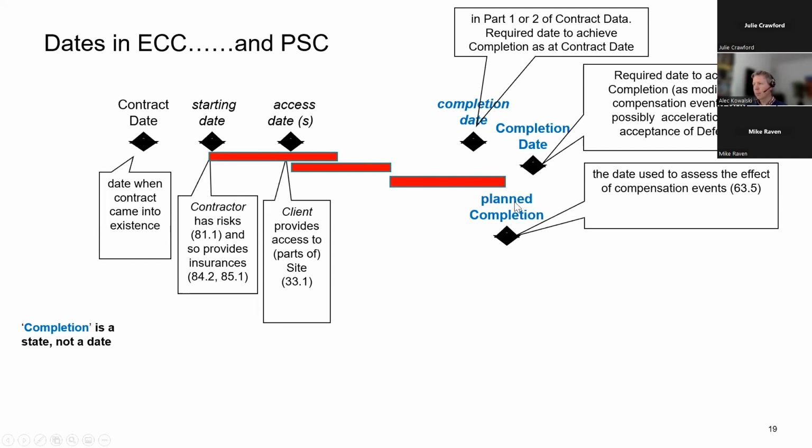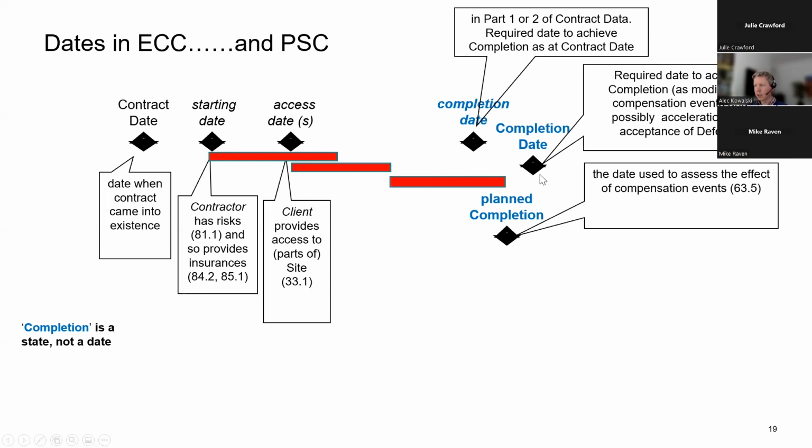Okay. Now, the planned completion date is really important because that's the one we use to assess the effects of a compensation event. We assess the effect on the contractor's plan. Okay. And then if we move the planned completion date by, say, a week, then we move the completion date by the same amount. Okay, we would move that by a week as well. So any time that the contractor has got in their pocket between planned completion and the completion date, they keep that. Okay, that's preserved for their use. So we move those dates together.